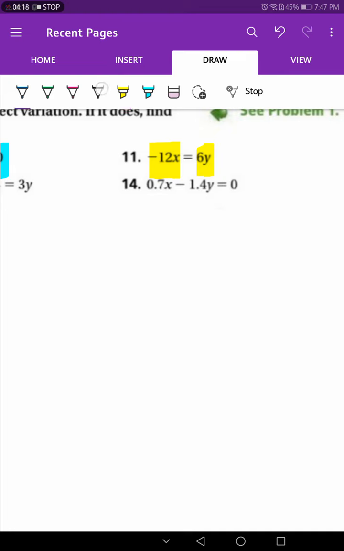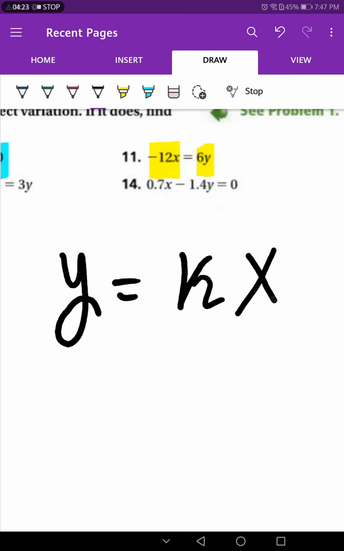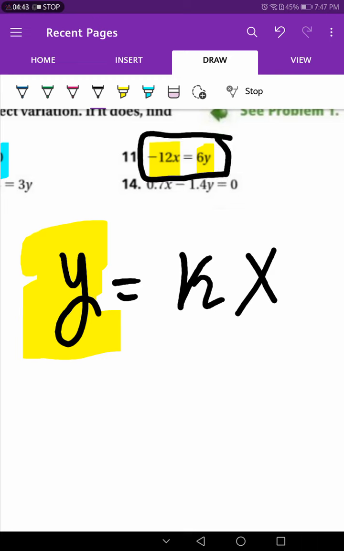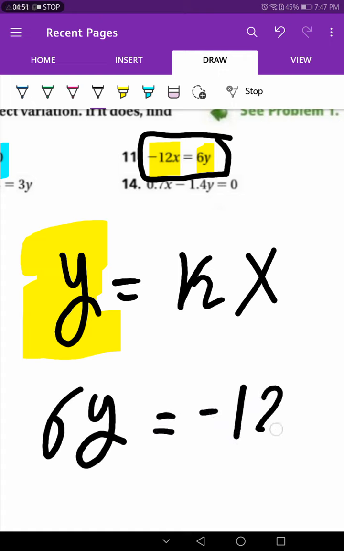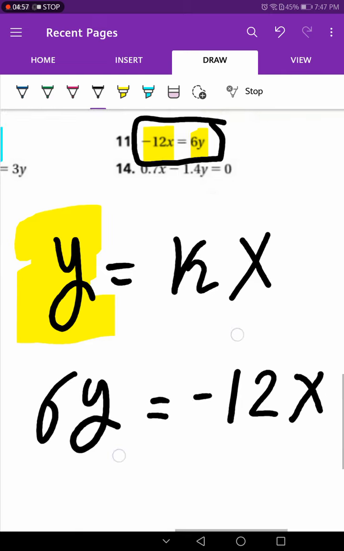And now I have to write it as y equals k multiplied by x, the general form of direct variation. How come? The main idea here is the y alone and happy. But how can I make y the subject, alone and happy? It is written as 6y equals negative 12x. Teacher, it is negative 12x equals 6y. My boy, it is the same.